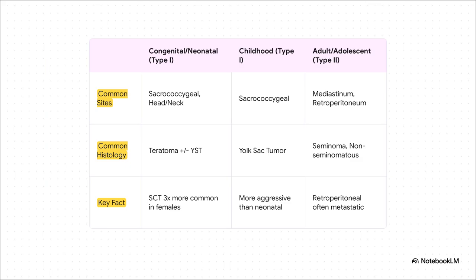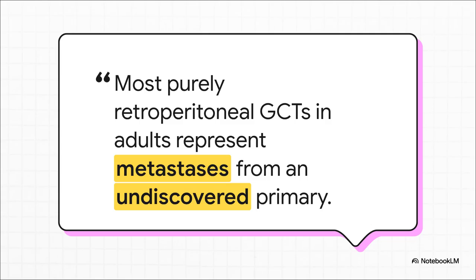You can literally see the tumor's home base shifting from the sacrococcygeal area in babies all the way to the mediastinum and retroperitoneum in adults. And the histology? It's a whole different ballgame, moving from teratomas to seminomas and other way more aggressive non-seminomatous tumors. And this right here is exactly why specifying the site is so critical.